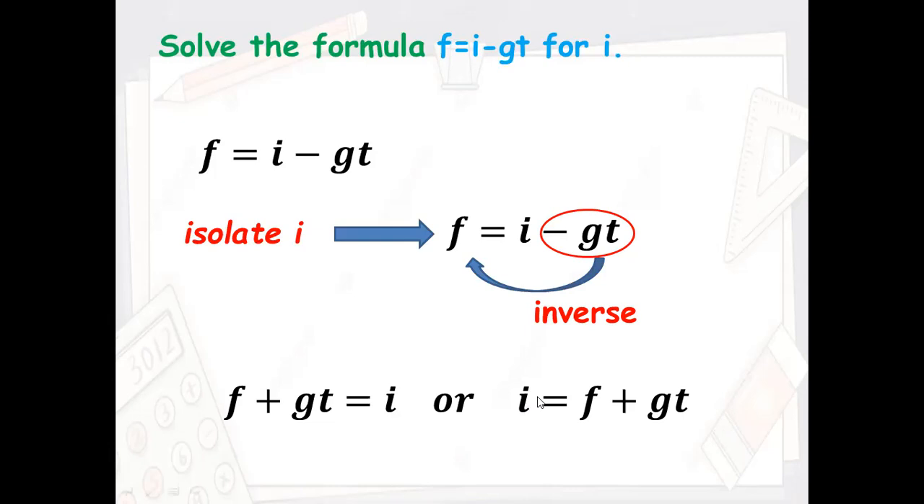We are solving for I, so I is equal to f plus gt. It's easy, right? Let's look at one more example. 5 minus b equals 2t, for t. Again, here comes tutti frutti, fine. So we are going to isolate t from this.